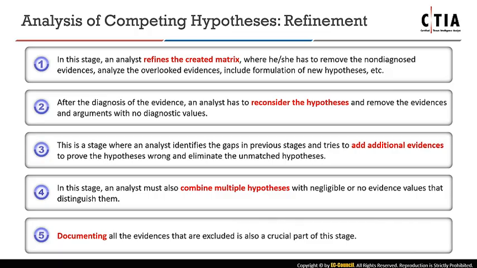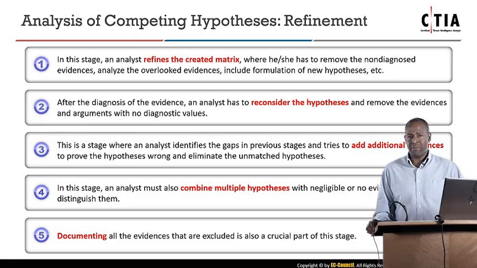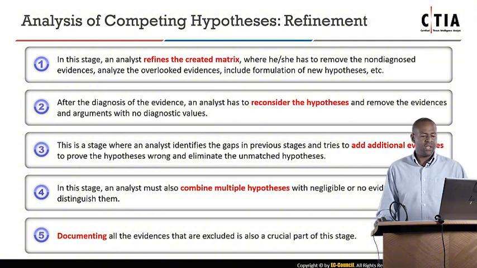Next, we look at refinement. So in ACH, or the analysis of competing hypotheses, we have refinement, which is a 5-step process. Number 1, we're going to refine that created matrix. Remember the little table we were talking about? And you're going to want to remove the non-diagnosed evidences, analyze any overlooked evidences, and include formulation for new hypotheses, etc. So as you're looking at this, there may be new things that occur to the analyst, and you might want to submit those as new hypotheses. So that refinement of the matrix is the first step.